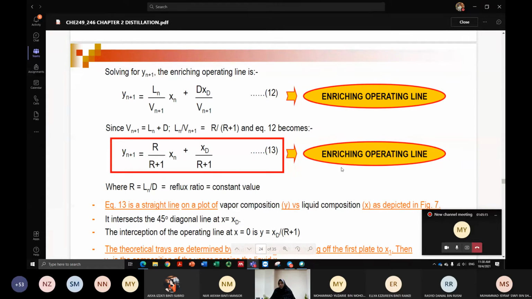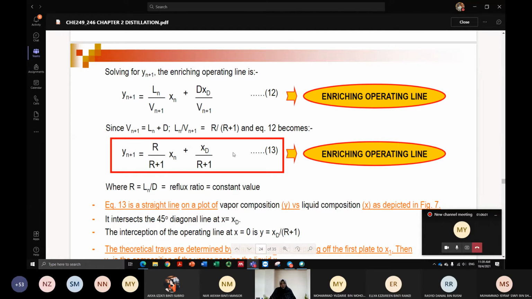In order to solve for the enriching operating line, there are two things that you need: the mole fraction of your distillate for component A and the reflux ratio for the distillation column. You need to have that information. How to get it? There are two ways. One is from your understanding of the question, where you get the reflux ratio. Second is from solving the equation.